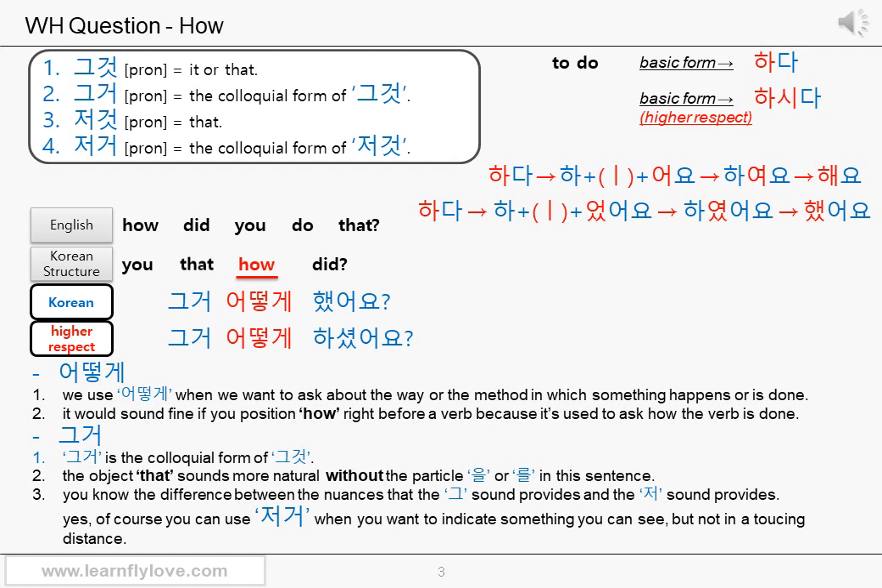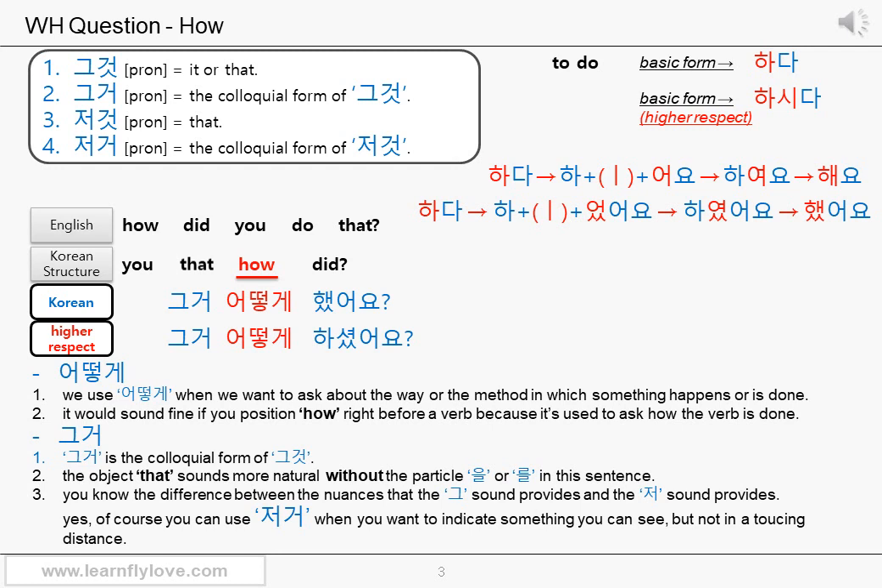When you want to talk about something which is not present where you are now, but you and the listener know what it is, or which is mentioned in the previous sentence, you can use 그 sound. Or when something is right in front of your eyes and you and the listener both know what it is without saying this or that pointing at it, you can use 그 sound in this situation too. The pronoun that in the sentence how did you do that is used exactly for this purpose. So we are going to use 그 sound this time.